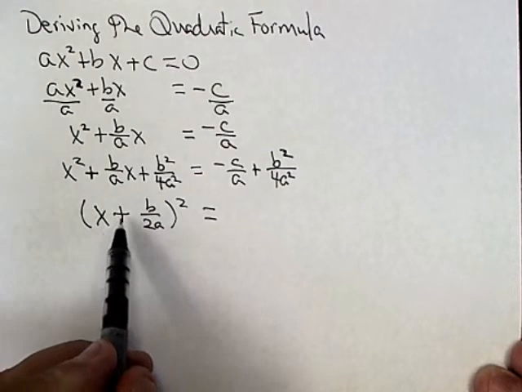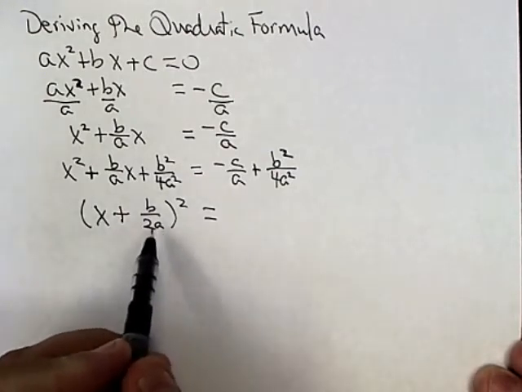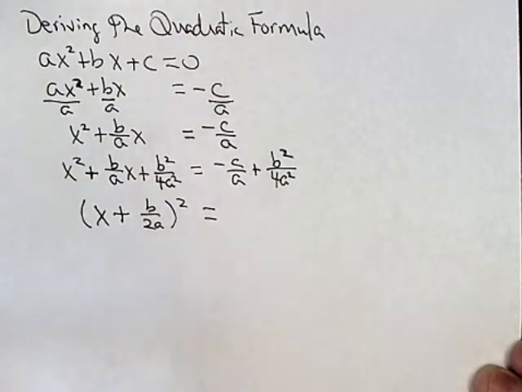Now, if you doubt that this quantity is equal to that quantity, all you have to do is square it back out or multiply it by itself, and you'll see, in fact, that this quantity is equal to that quantity. And if you want to take a minute to convince yourself, you can do that.